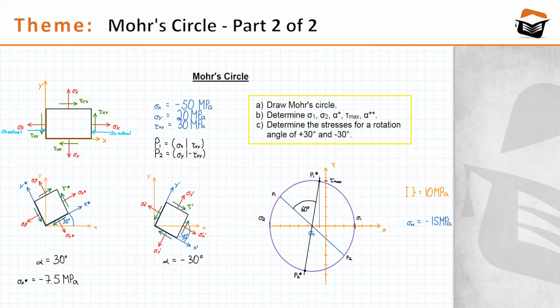Tau xy or tau star xy can be found by looking up what is the tau value at point P. And as you can see, it is hardly different than tau max. So I would say it's 10, 20, 30, 40, well, let's say 46 megapascal.